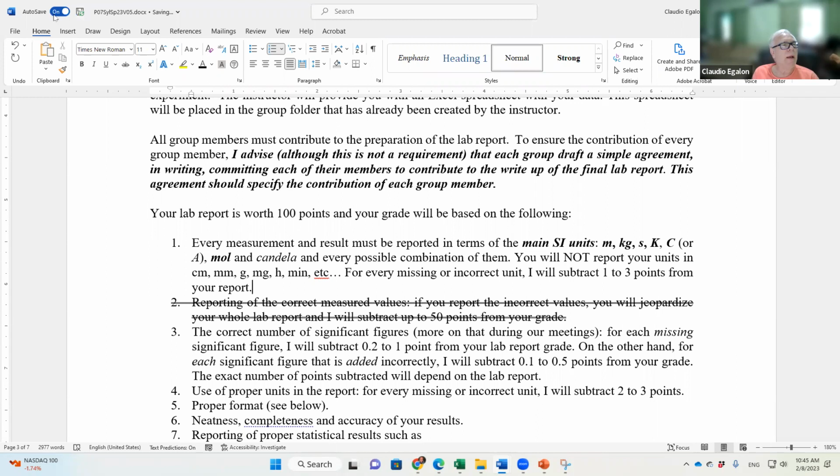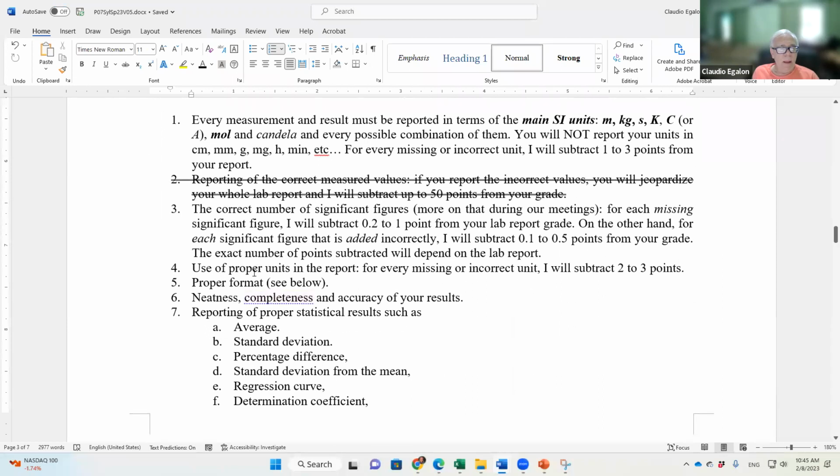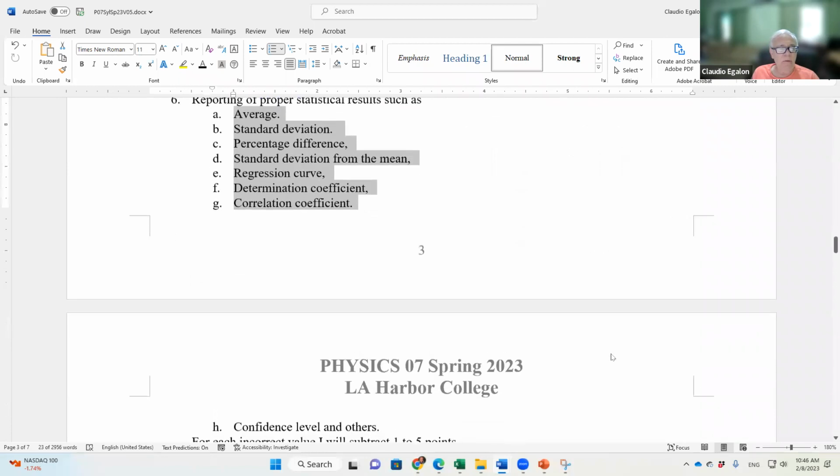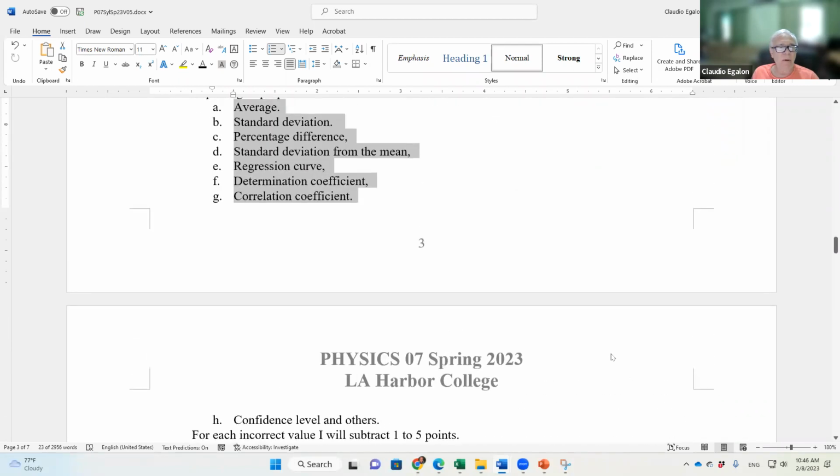So now we have, okay, because the proper units, okay, we don't need that. Proper format, there is more below. Neatness, completeness, and accuracy of your results. Reporting of proper statistical results, such as average, standard deviation, percentage difference, standard deviation from the mean, regression curve, determination coefficient, correlation coefficient, confidence level, and others.